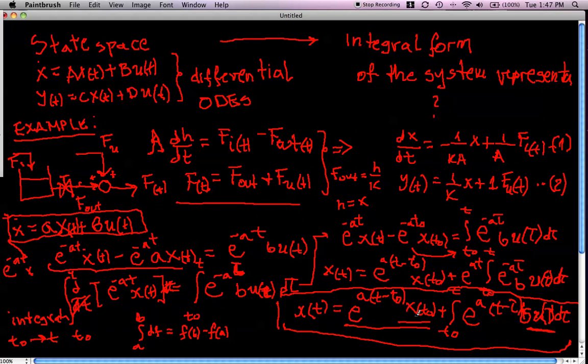This is very important to realize that every differential expression will always have the integral form that we can utilize for a nice closed form expression of the evolution of the state x of t. Therefore, integral and differential form are the two forms that we are going to use in further studies.